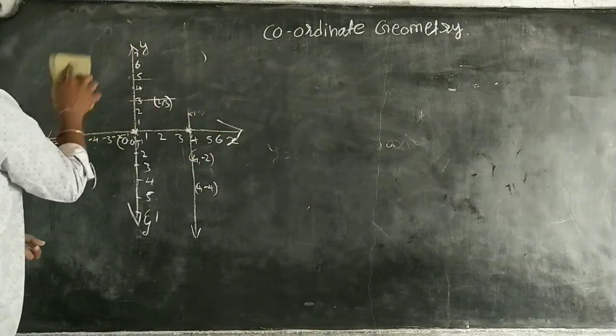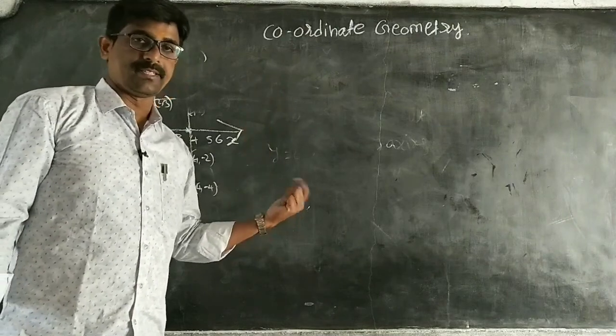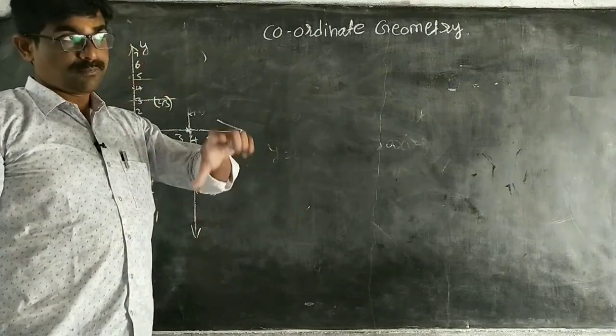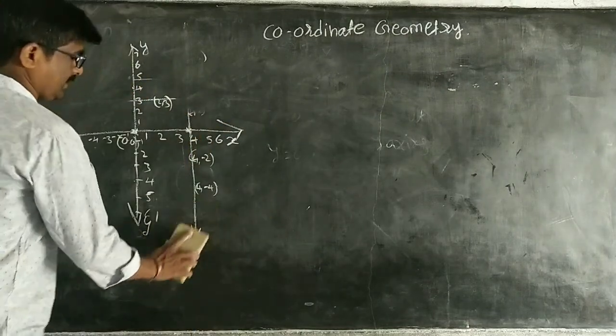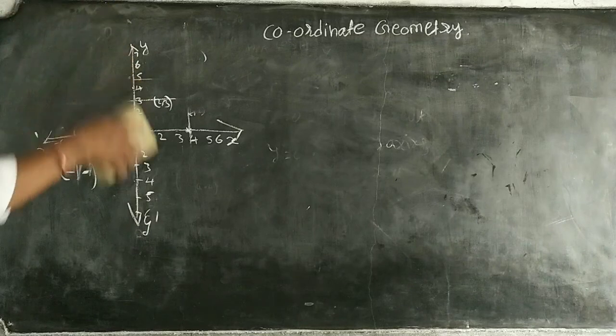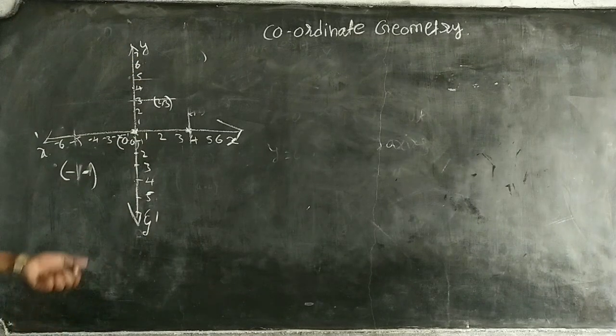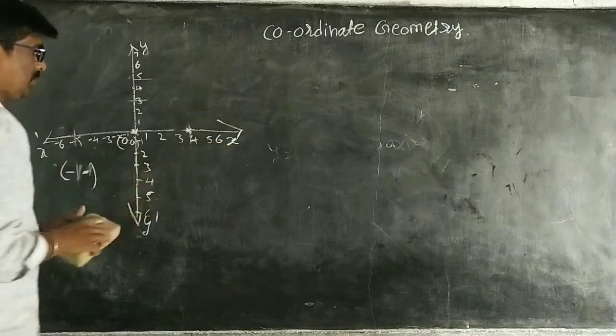So that means x is equal to 0 represents the y axis, and y is equal to 0 represents the x axis. That means for these points, the y coordinate is the same only. Okay? Right. Next, I am going to take another example.